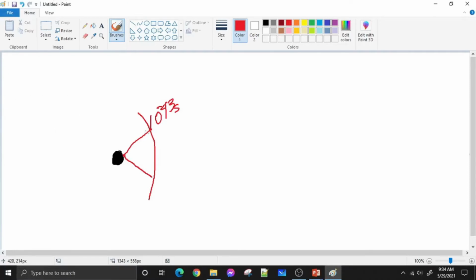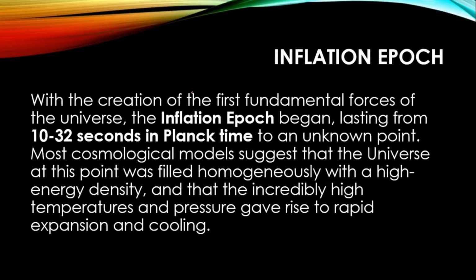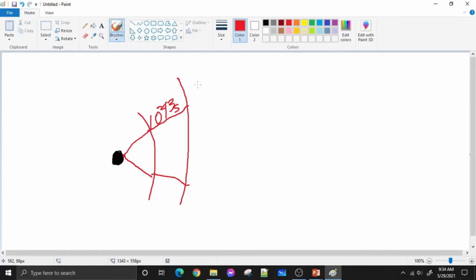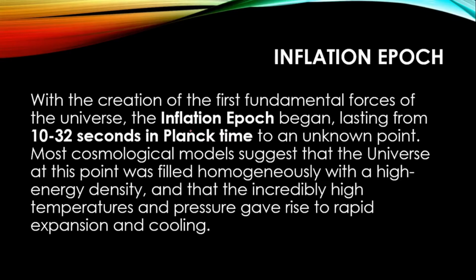If we are going to continue this drawing, let's expand our drawing more. So this is now the inflation epoch, 10 to the power of negative 32 seconds. Most cosmological models suggest that the universe at this point was filled homogeneously with a high energy density, and that the incredibly high temperatures and pressure gave rise to rapid expansion and cooling.